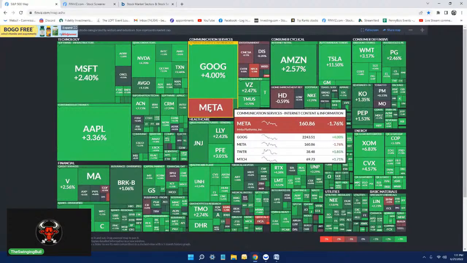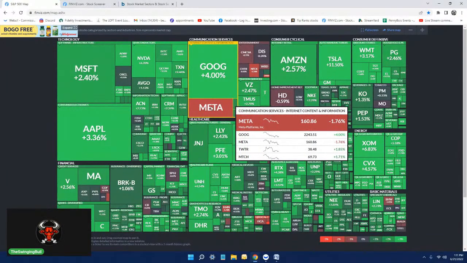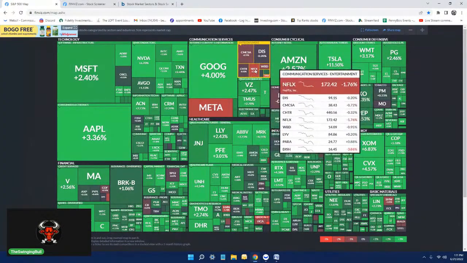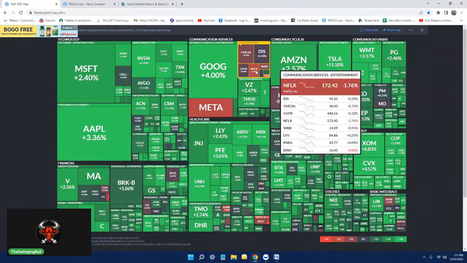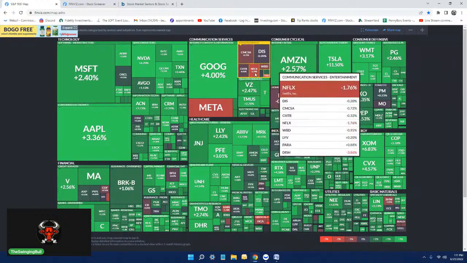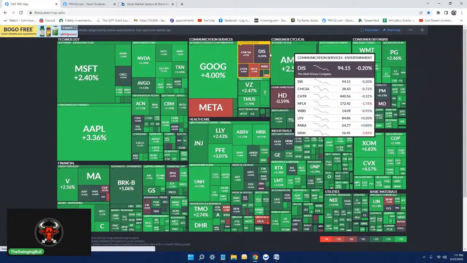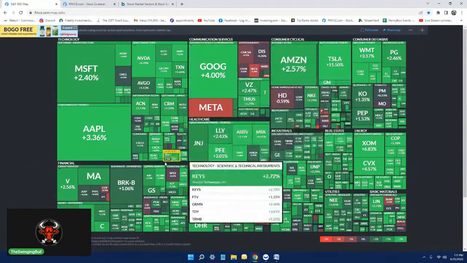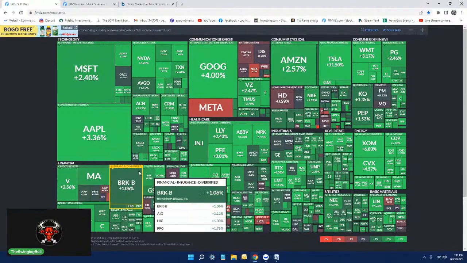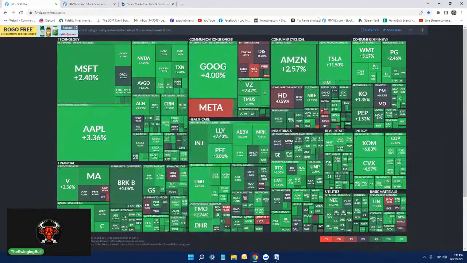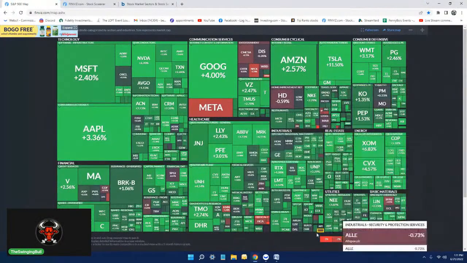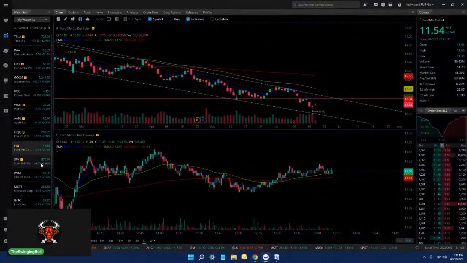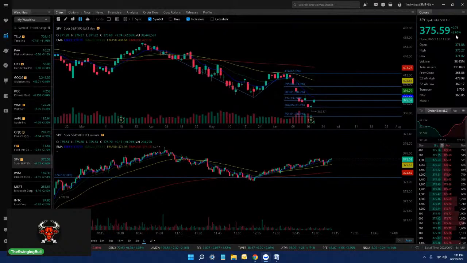We do have Meta Platforms, which is Facebook. They're down 1.76%. Netflix is also down 1.76%. That's kind of funny. They're both down the exact same amount here. But you can just take your cursor and hover over some of the red ones, see what stocks they are. But overall, we're definitely in a very green day today. The SPY, for example, today is up 2.66%. You can see it right here.